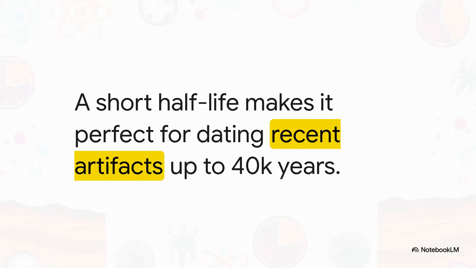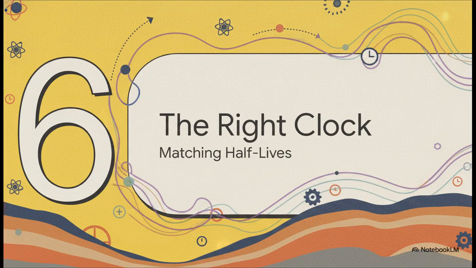Because its half-life is a relatively short 5,730 years, carbon-14 is strictly used for recent history. Think ancient campfires or artifacts, maxing out at around 40,000 years. Beyond that, the remaining carbon-14 is so incredibly tiny that even our most advanced mass spectrometers struggle to detect it. So, while uranium takes us back to the dawn of the solar system, carbon-14 is the ultimate clock for archaeologists studying human history. Finally, let's pull it all together in Section 6, Choosing the Right Clock.